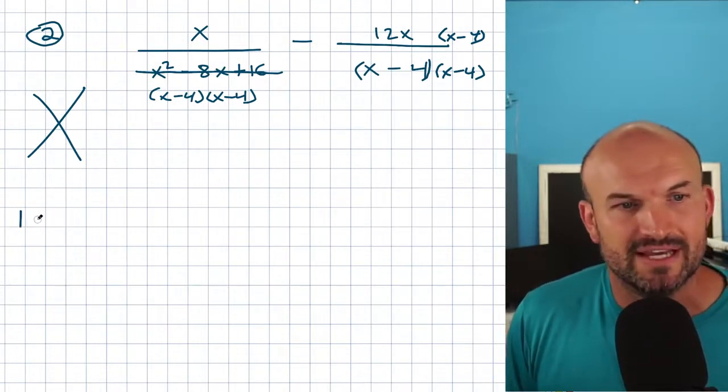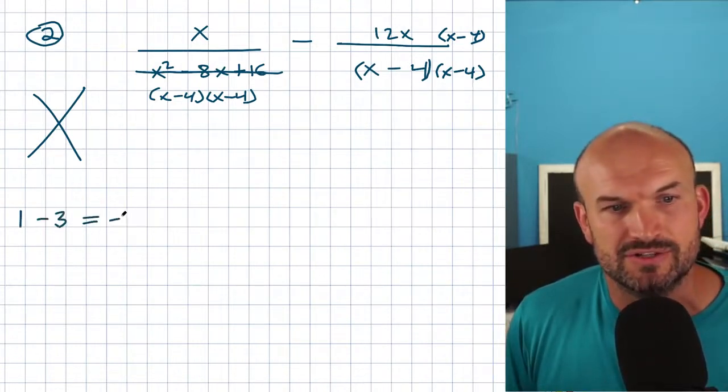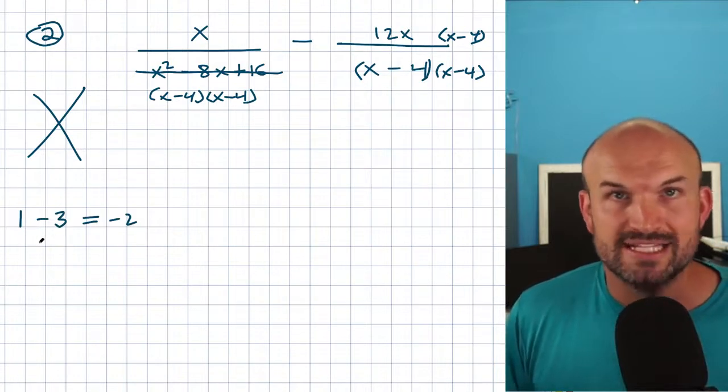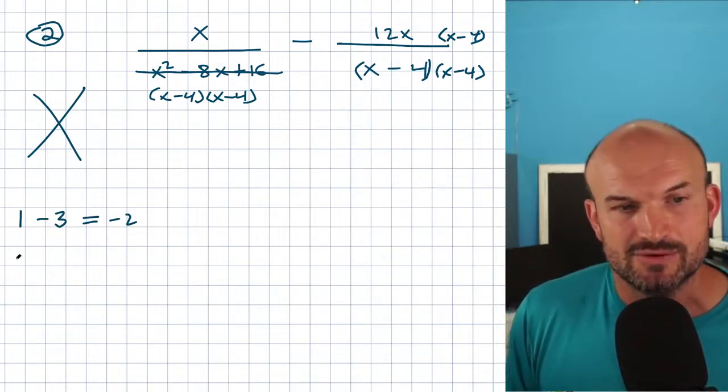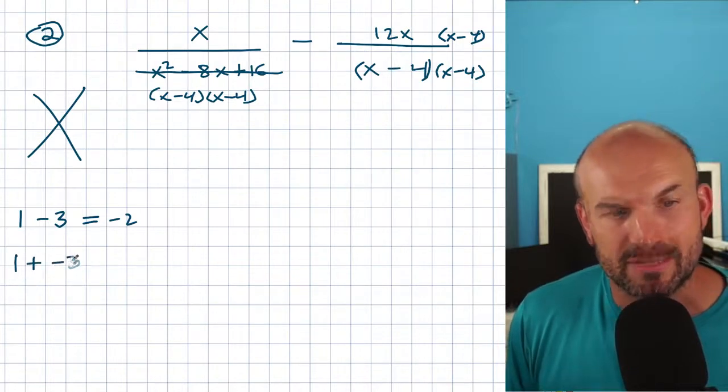So what I mean by that, if I had 1 minus 3, I think we know that answer is going to be a -2, right? Well, any subtraction problem, you can always write as an addition problem. So what I could do here is say 1 plus a -3, right? That's really the same thing.